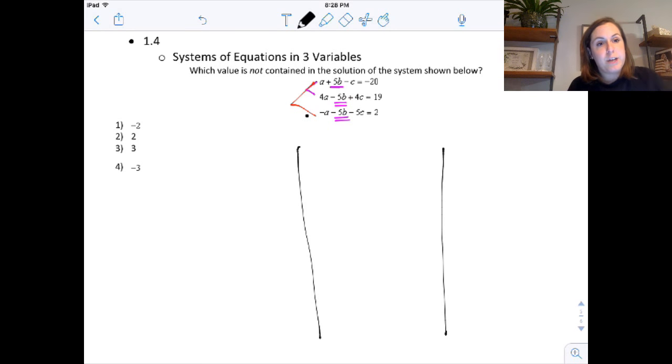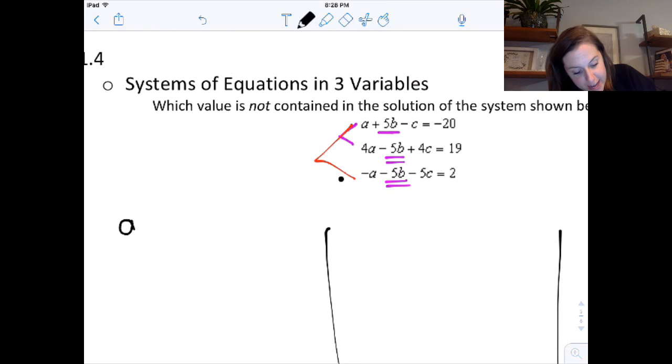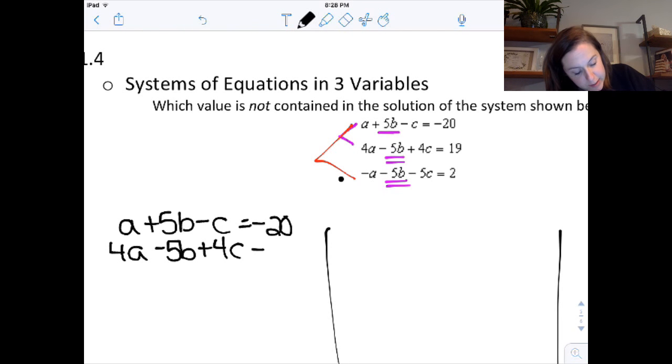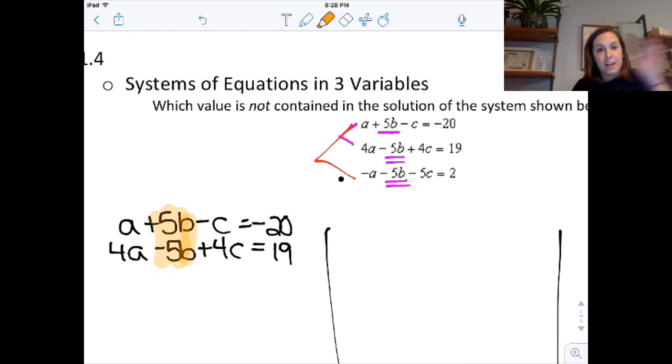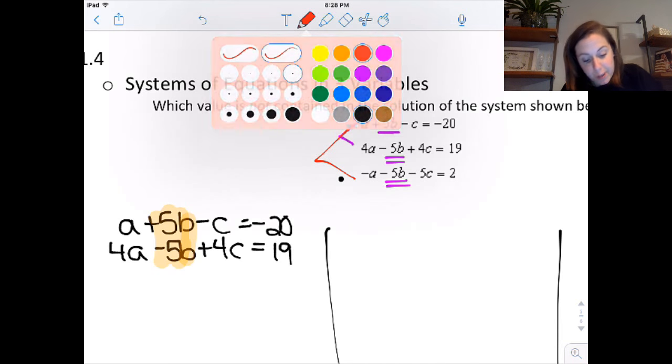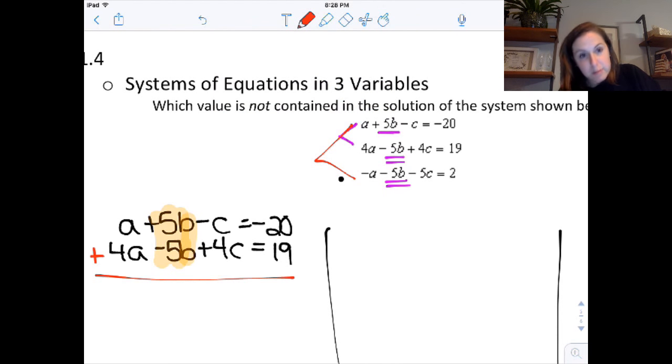Those are my pairs. So 1 and 2, I have A plus 5B minus C equals -20. And I have 4A minus 5B plus 4C equals 19. These already eliminate because look right there, you've got 5B and -5B. So I'm going to combine those, add them together. So that's 5A, 0B, plus 3C equals -1. And in my class, we would either highlight or put a box around this because that's one of our Algebra 1 equations that we're going to use.